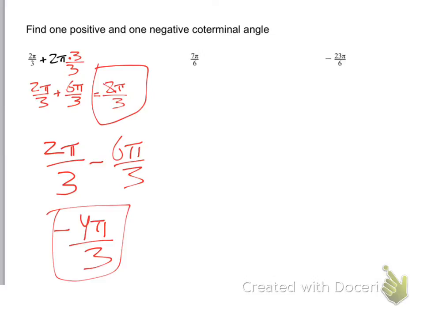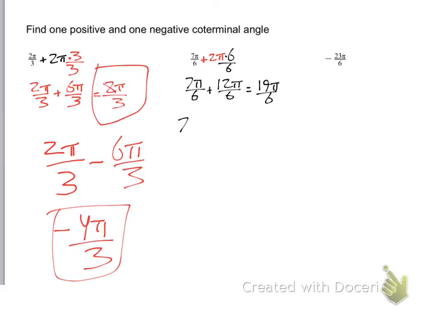I'm going to pause the video, and I want you guys to do 7 pi over 6 and negative 23 pi over 6. 7 pi over 6. I'm going to add 2 pi, which actually needs to have a common denominator of 6 over 6. So 7 pi over 6 plus 12 pi over 6, which results in an answer of 19 pi over 6.